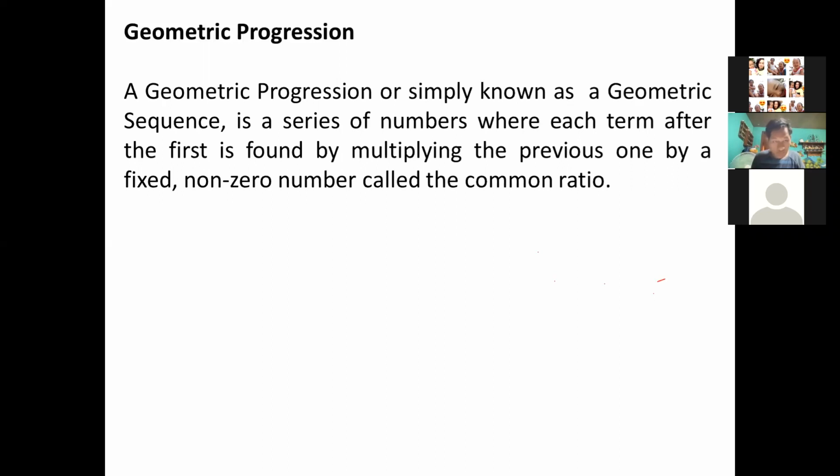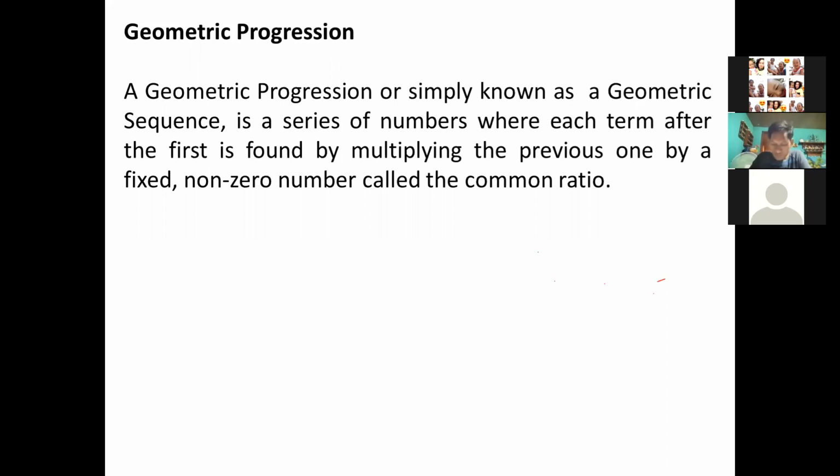Then we also have the geometric progression as another sequence. Actually, ang daming sequence pero ito lang yung napili ko. A geometric progression, or simply known as geometric sequence, is a series of numbers where each term after the first is found by multiplying the previous one by a fixed non-zero number called the common ratio.